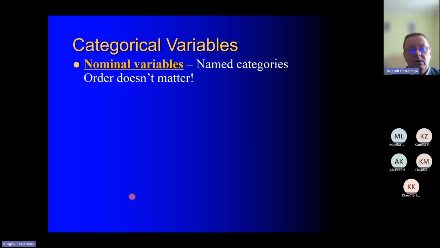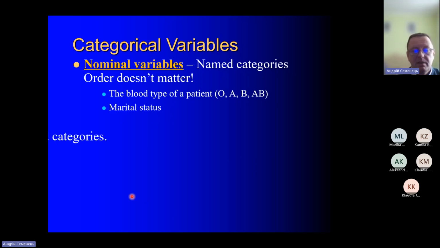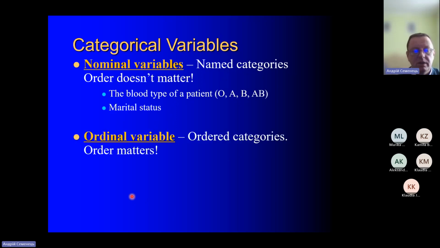When we talk about nominal variables, it's named categories under which the order is insignificant. So, for example, blood type of patient, here as we can see as nominal variables, marital status, or so.